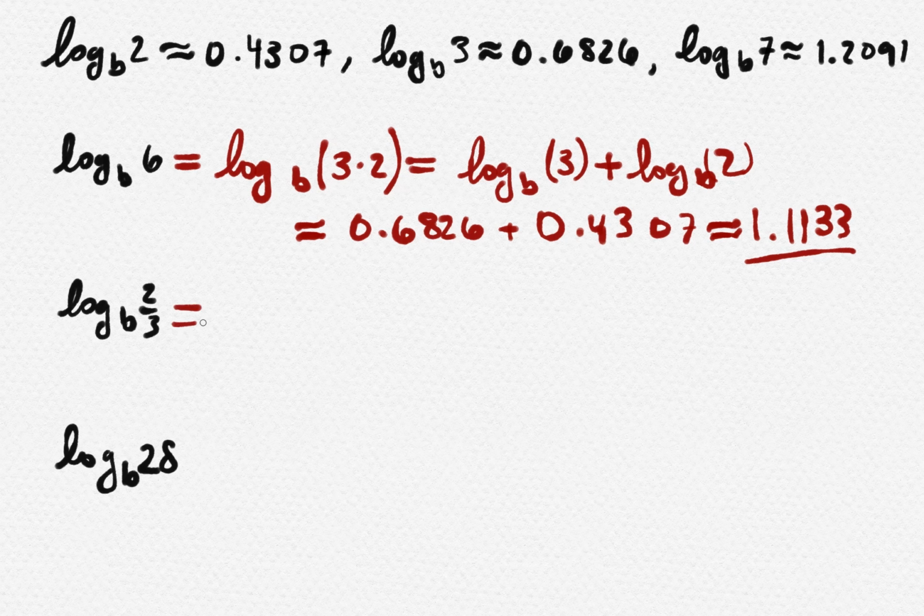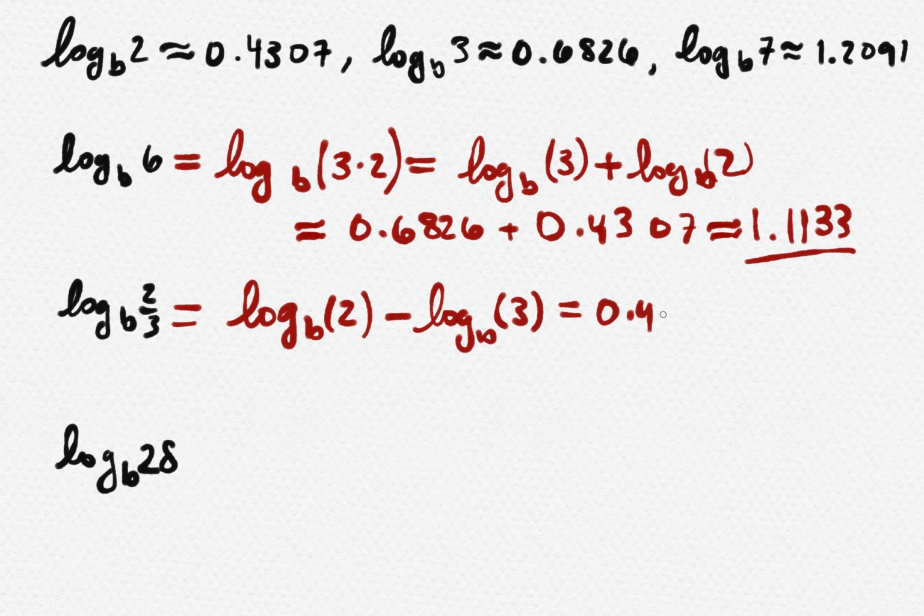Okay, same idea here. We can split this up as log base b of 2 minus the log base b of 3. So that's going to be 0.4307 minus 0.6826. Then once again using a calculator, this is minus 0.2519. Okay.